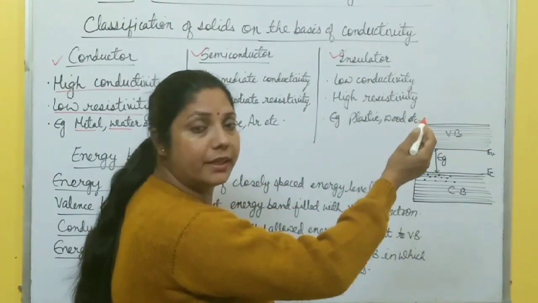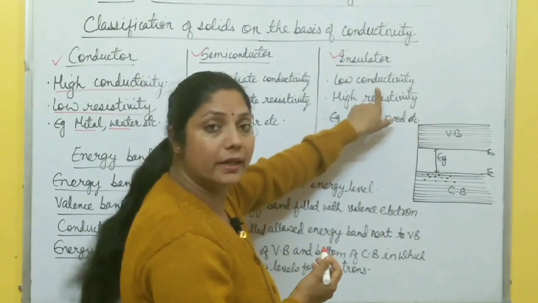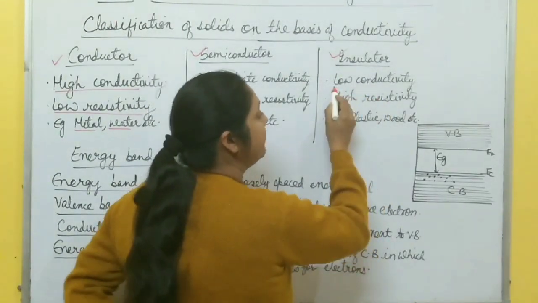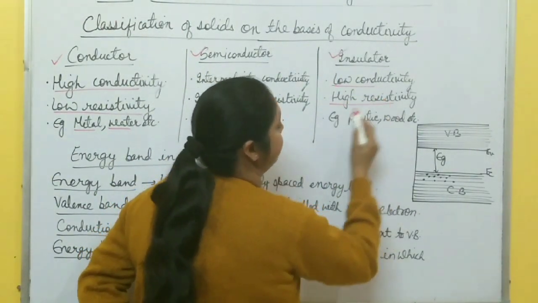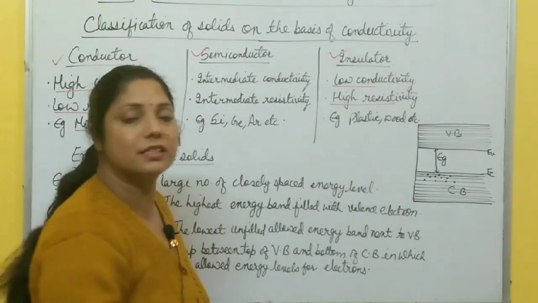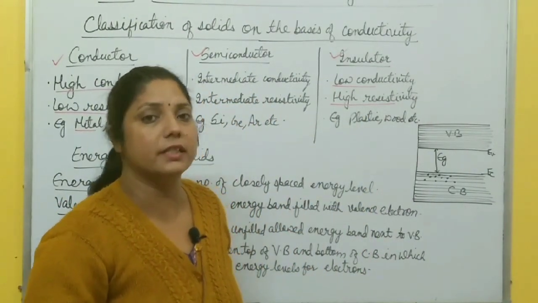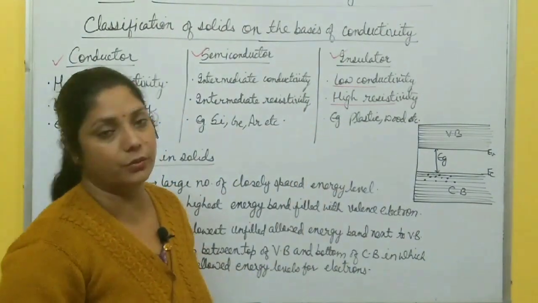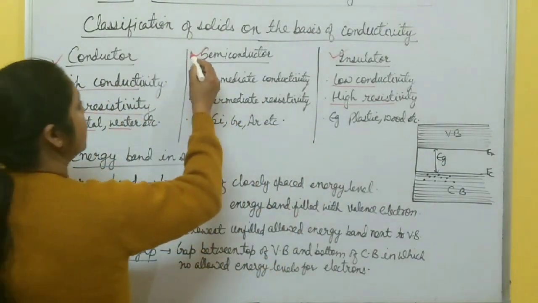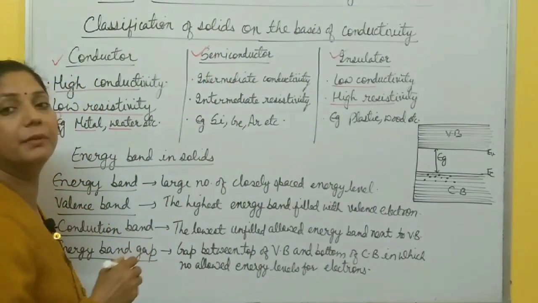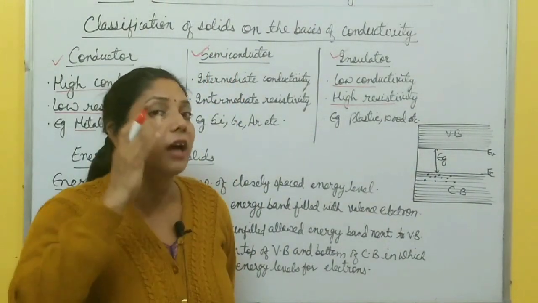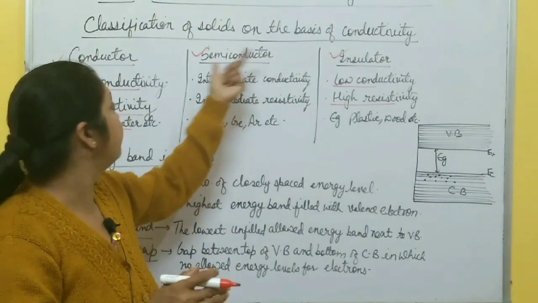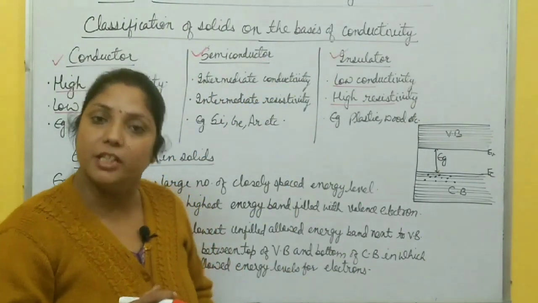Now next is insulator. What is an insulator? An insulator has low conductivity, does not conduct electricity. If conductivity is low, then resistivity is high. Examples of insulators are plastic, wood, glass. All these are poor conductors of electricity. And there is another substance, that is semiconductor. Semi means half conductor. It means its properties are in between conductor and insulator.